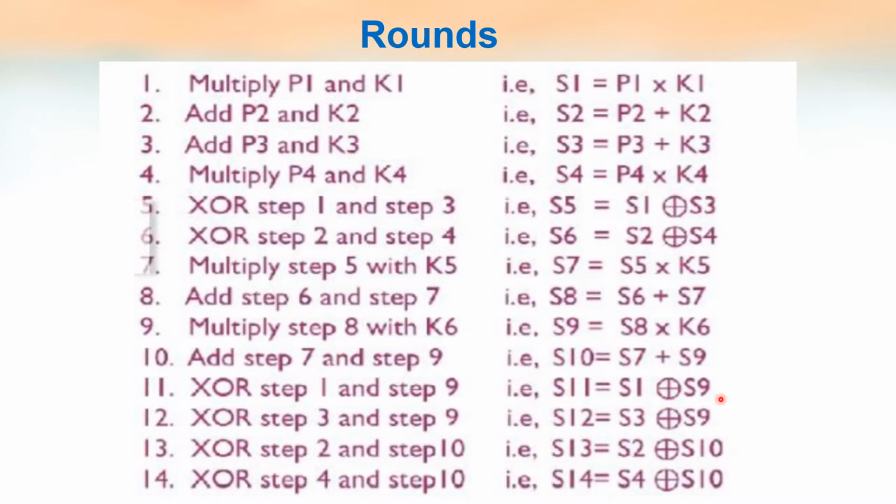While giving to the next round, S11 corresponds to P1, S12 corresponds to P2, S13 corresponds to P3, S14 corresponds to P4. Here one swap we have to do: first S11, then S13, then S12, then S14. So in each round these two outputs are swapped before giving to the next round. These are the 14 steps performed in each round of the IDEA algorithm.